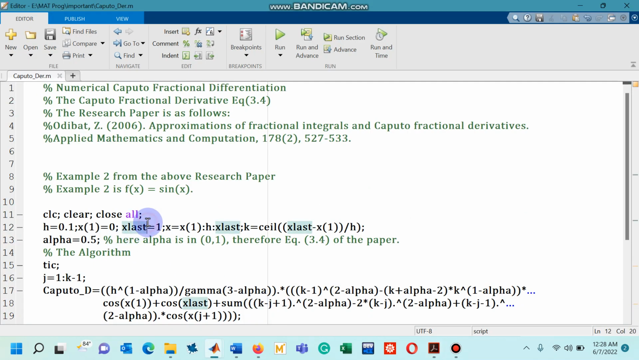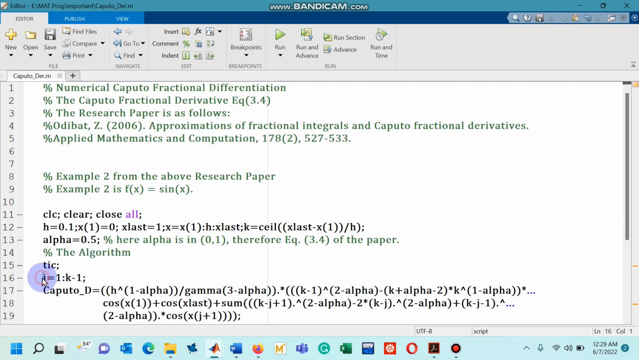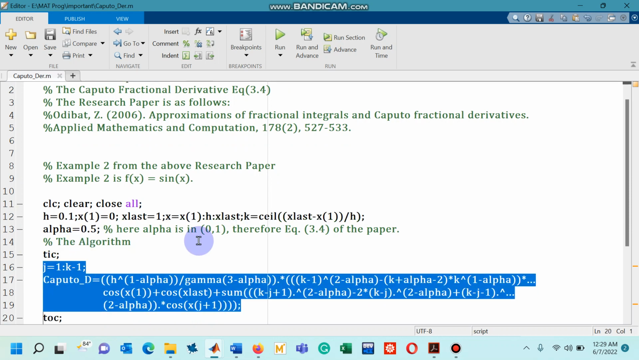and starting from line number 12, you can see I have mentioned some of the important inputs, such as step size 0.1, the initial value x0, the final value x1, the domain of the function from 0 to 1 with a step size 0.1. K shows the number of points. Alpha is the fractional order. And now the important lines, of course, are the lines that I have highlighted.